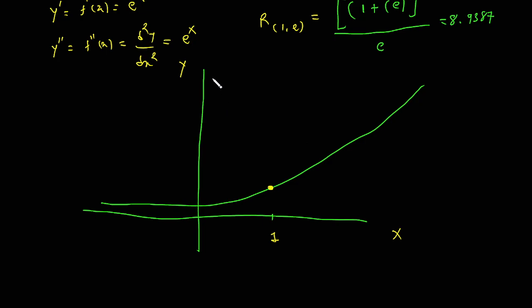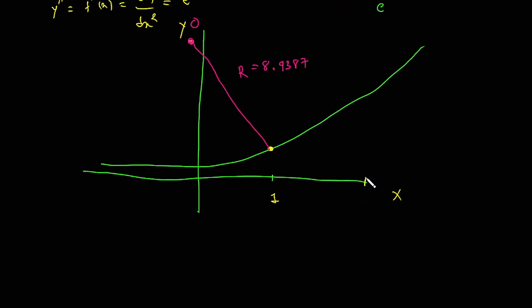Now suppose the center of this circle lies somewhere here. Let's call it O. If I draw the line here, it is just the radius that we found, simply 8.9387. Now to find the center of this circle, first of all we have to find the angle this radius makes with this horizontal line, the x-axis.